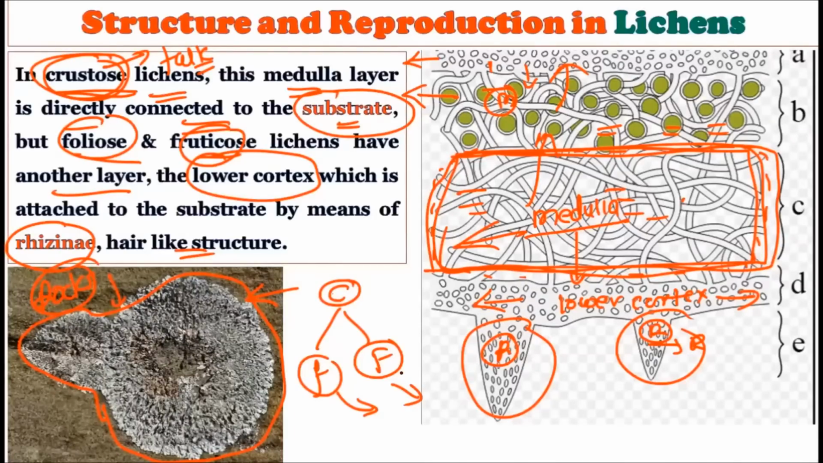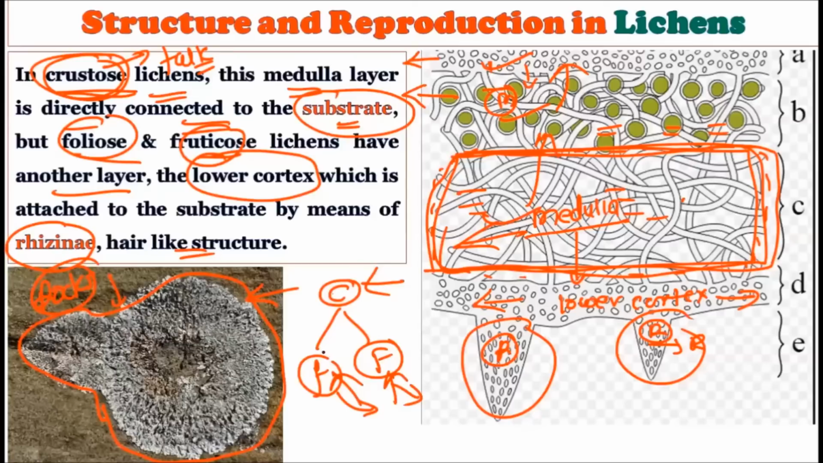But the Crustose lichen shows only three layers, that is the upper cortex, middle algal layer, and the medulla region. And this medulla region is directly connected to the substratum, to the rocks. And that is why, from the evolutionary point of view, we can say that the Crustose lichens are lagging behind the Foliose lichen and the Fruticose lichen. Because these Foliose and Fruticose lichens contain an extra layer of the lower cortex, plus they have the rhizines with which they attach to the substratum.